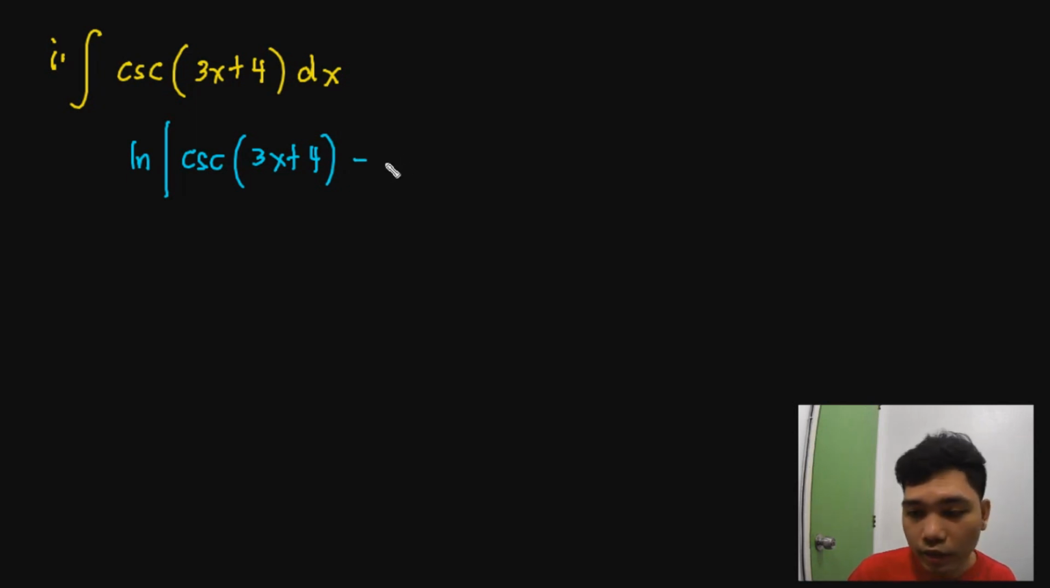So the trick here is that if you use cosecant, you'll be using again the other one, which is something like again, so that's cotangent. So that's the trick here. That's cotangent, and then 3x plus 4. Okay, so now you can just add the constant of integration, but this one doesn't end here.